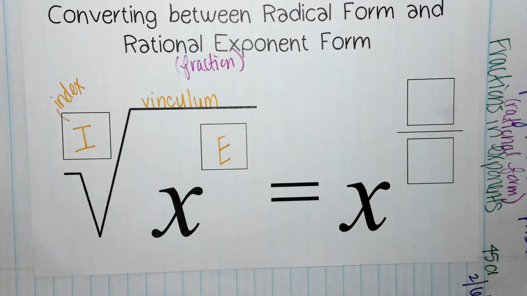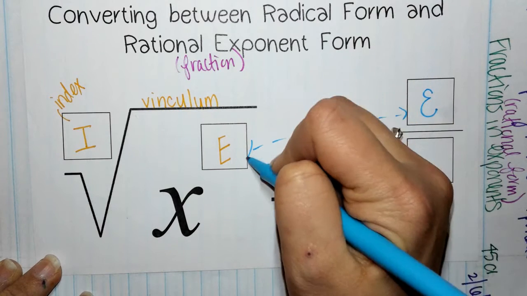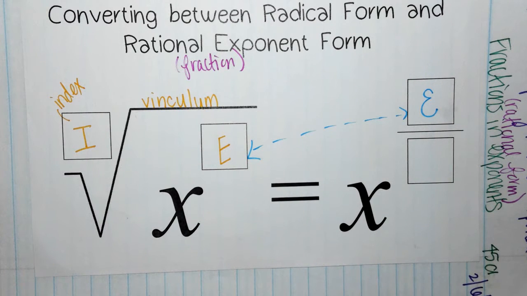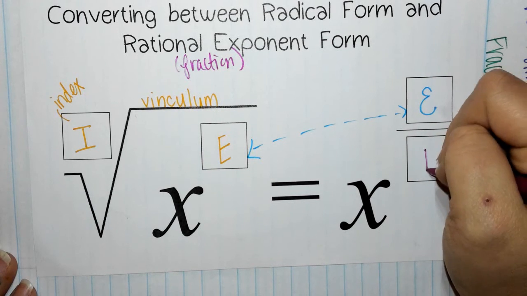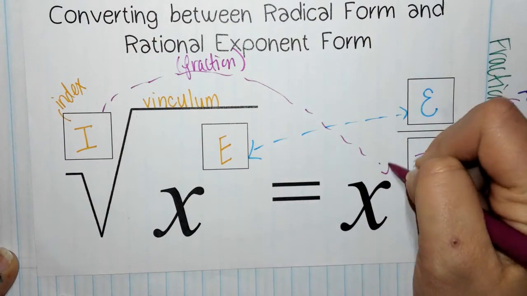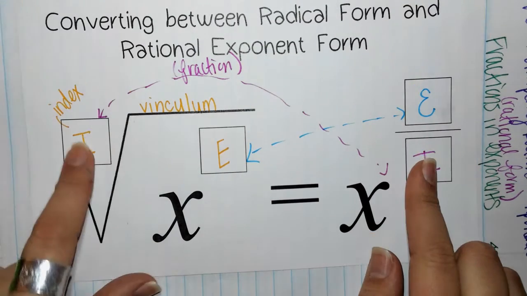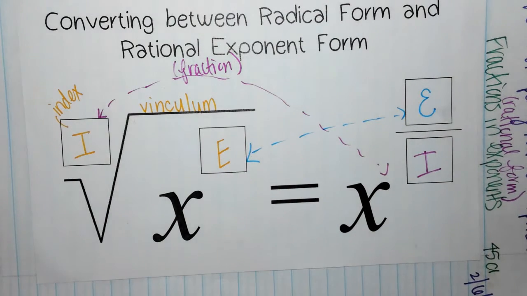So when you're converting from radical form to rational form or vice versa, this always goes here. So these are the places. And remember, we started talking about that on Friday whenever we wrote it in our foldable. So they flip-flop. The denominator always goes in the mullet. The exponent always goes on the outside. Can we remember that? Let me show you an example.